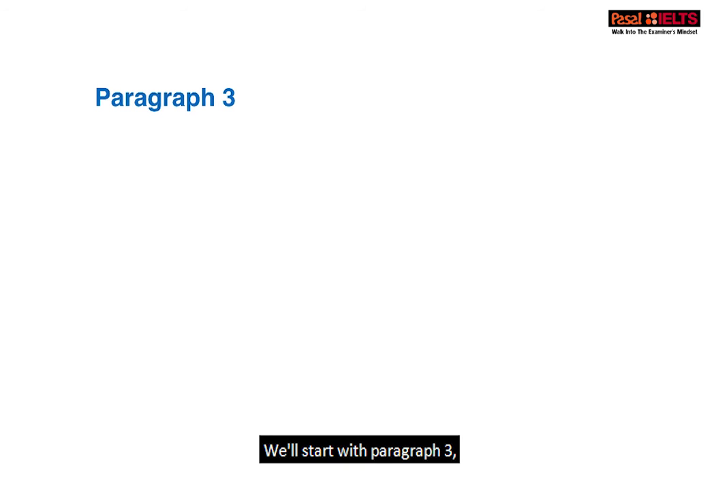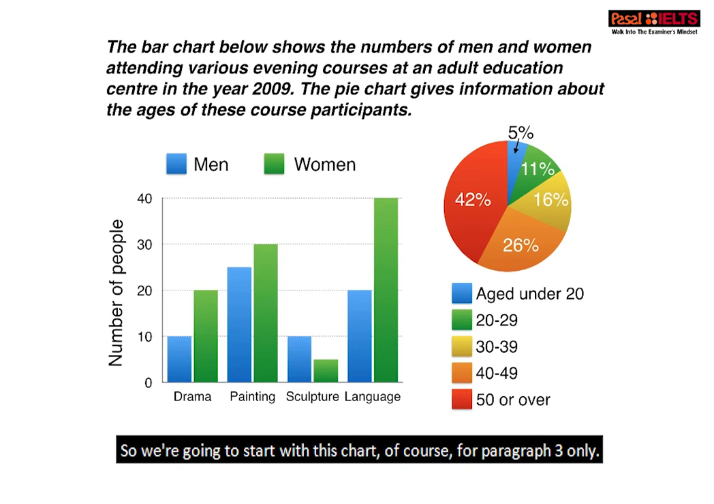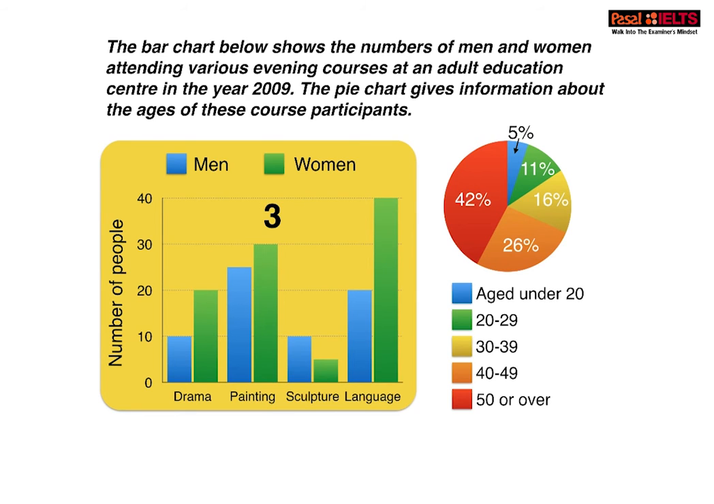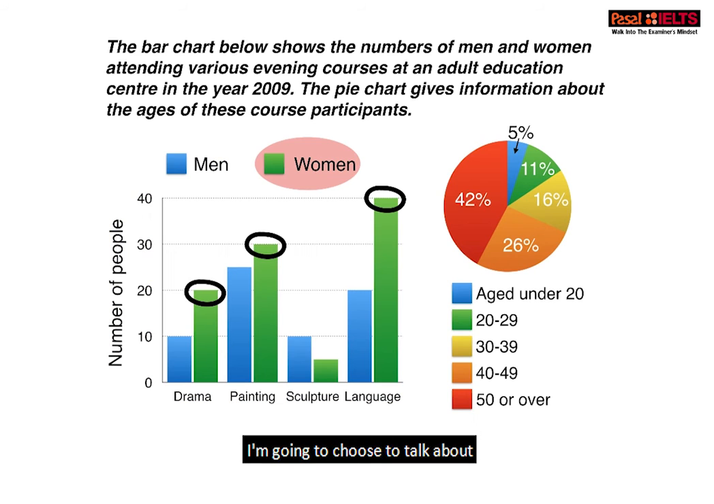Details, paragraphs 3 and 4. We'll start with paragraph 3 and decide what to put in this paragraph by looking at the charts again. So we're going to start with this chart, of course, for paragraph 3 only. And the things that I want to talk about, you can't choose everything. I'm going to choose to talk about those higher figures for women.